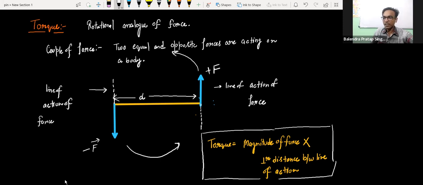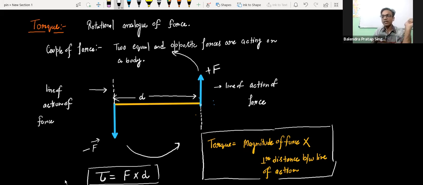The expression of torque is like this: tau. Torque is equal to the magnitude of force, capital F, into the perpendicular distance between lines of action, small d. This is your torque, F into d. The product of force into perpendicular distance from line of action is defined as torque. Is it okay? Torque is equal to F into d. The unit of torque is Newton meter. Note it down, the definition of this torque.